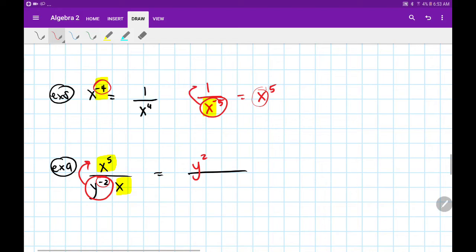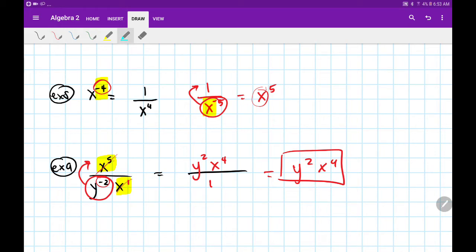Same thing I had done here, right? It moved to the top. And now I have x to the 5 over x to the 1. Well, if I have 5 x's up top, a 1 in the bottom, that means I'm left with x to the 4th in the numerator. I canceled these basically, and nothing is left down here. So my final answer is y squared x to the 4th.